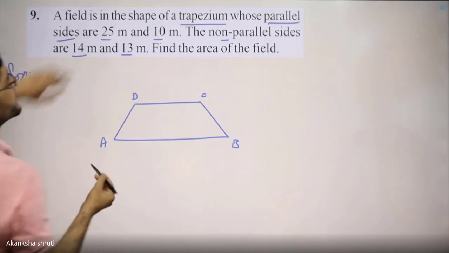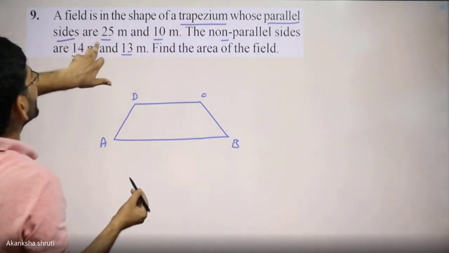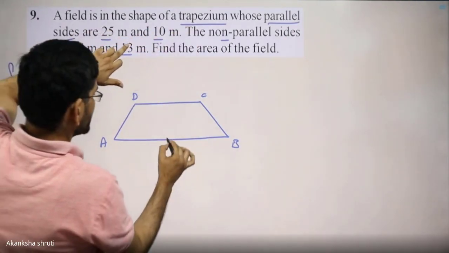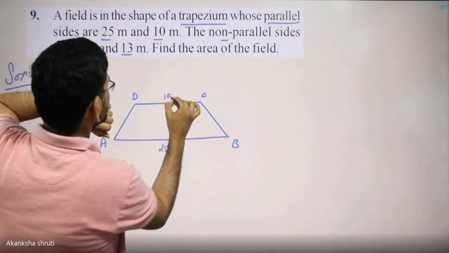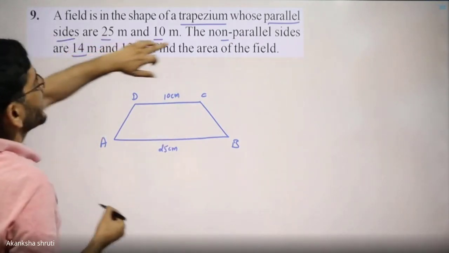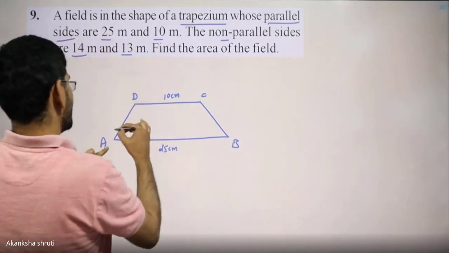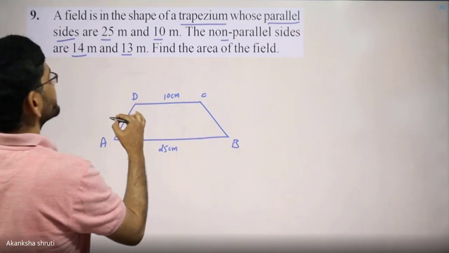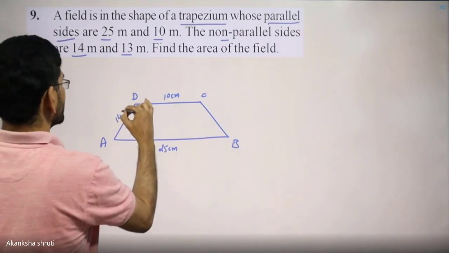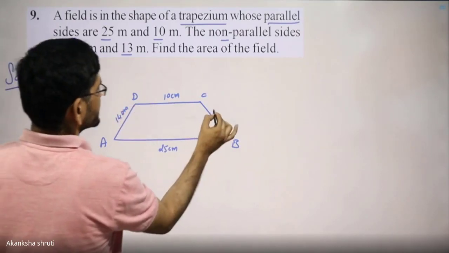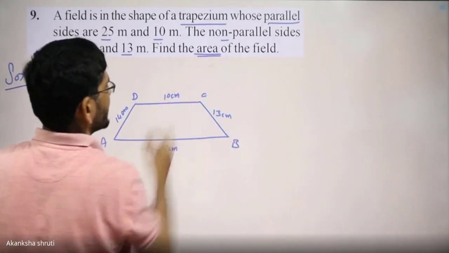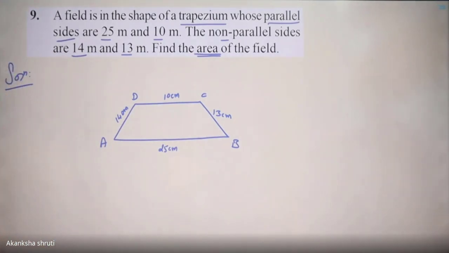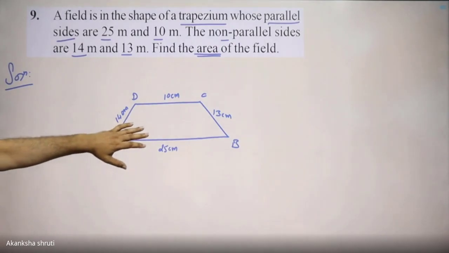Students, it is given that the parallel sides are 25 centimeters and 10 centimeters, and the non-parallel sides, AD and BC, are 14 centimeters and 13 centimeters. Then we have to find the area of this field. How to get the area of this field, students? Very easy. We have just done it.